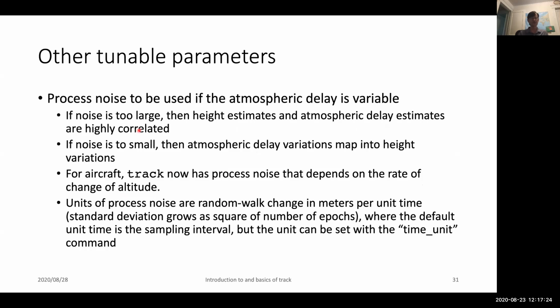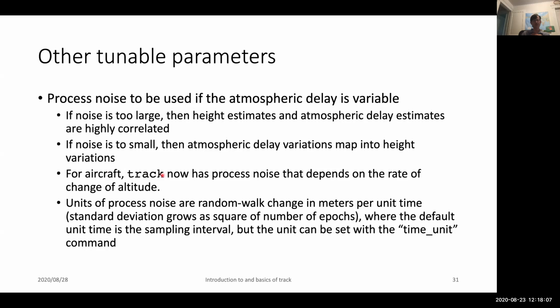The other tunable parameters are the process noise and atmospheric delays. You have to remember critically that if you have kinematic sites moving in the vertical, the height estimate is going to be very highly correlated with your atmospheric delay estimates. In particular, if you have a static site that you're treating as kinematic and you plot the height variations and the atmospheric delay variations, you'll typically see they're extremely highly correlated. So you might want to think about making your atmosphere a little more constrained to improve the repeatability of your height estimates. And again, if the noise is too small, then the atmospheric delay variations will map into your height variations.